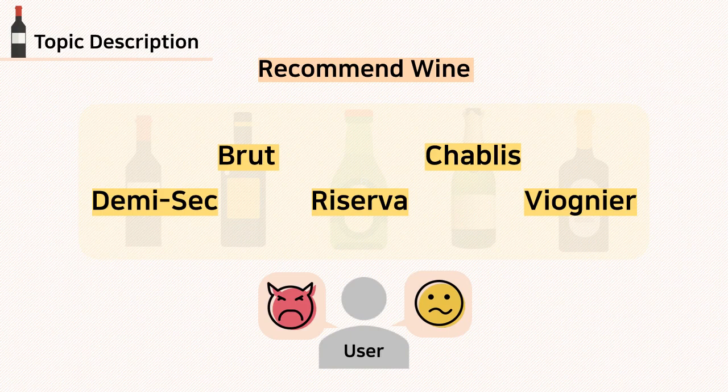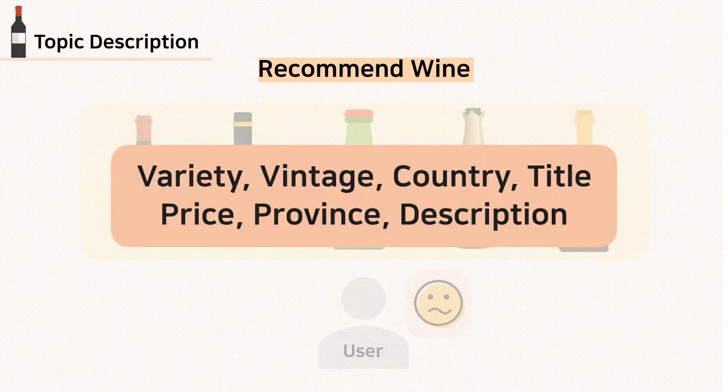In our team, there are 3 people who came from France and know quite a bit more about wine, and 3 people who came from Korea. So we have decided to recommend wine to beginners and also to people who have experience with wine by various filters. The filters are variety, vintage, country, title, price, province, and description, and these are the typical characteristics of wines.